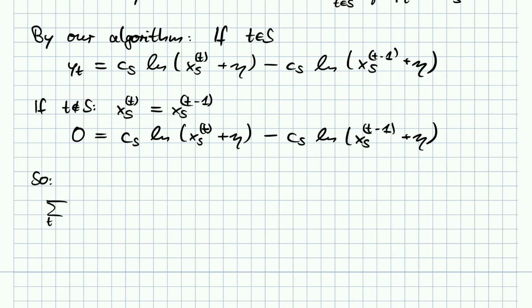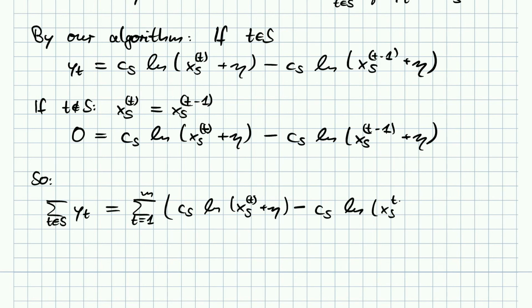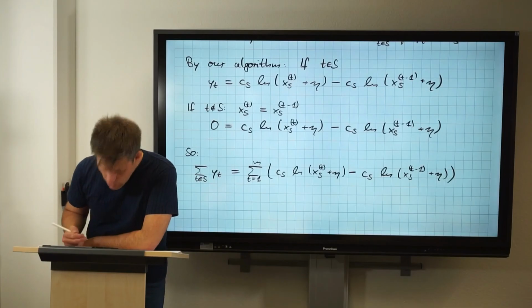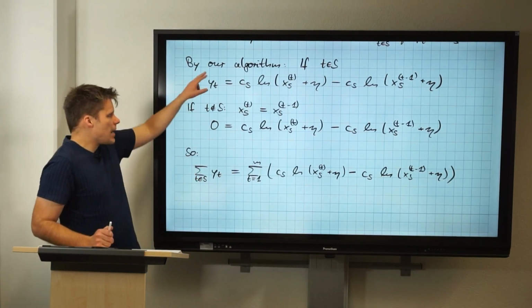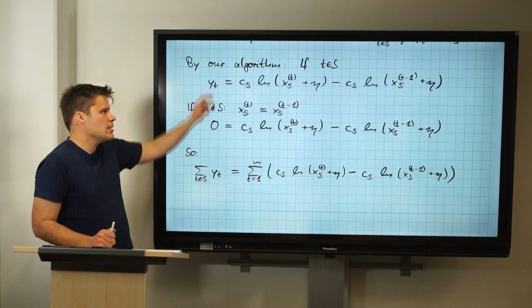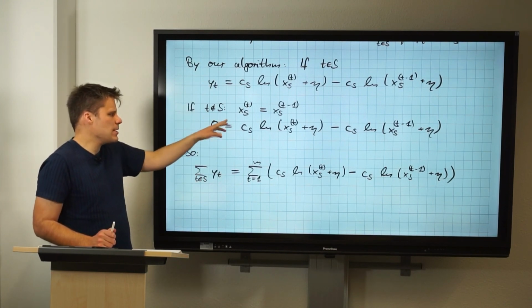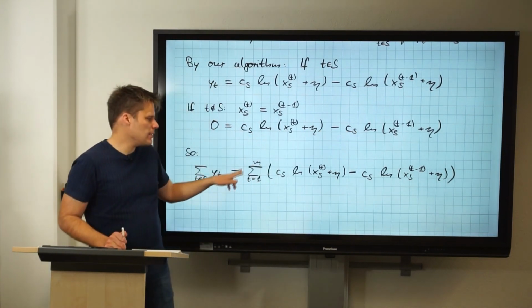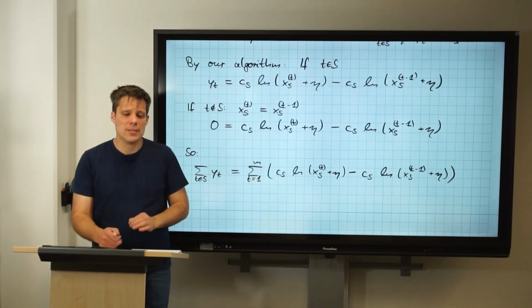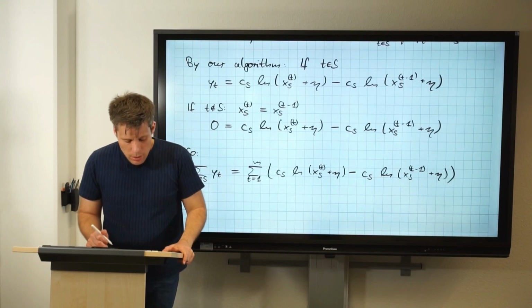If we take the sum over all t that are contained in a set S, how can we write the sum of the yt? Well, we might as well take the sum over all possible t and then always add up this cs times ln of x as t plus eta minus cs times ln of x as t minus 1 plus eta. Why is this? Because we can just add up all these, then we have everything that contains t in S, and then let's also add all of these because all of this thing here is 0 anyway, so then we can just sum up these terms over all possible t. Good.